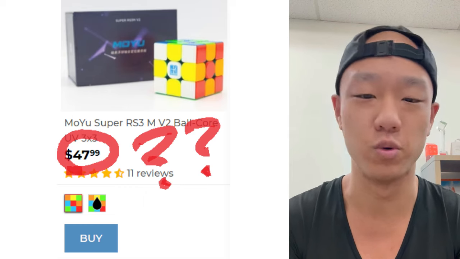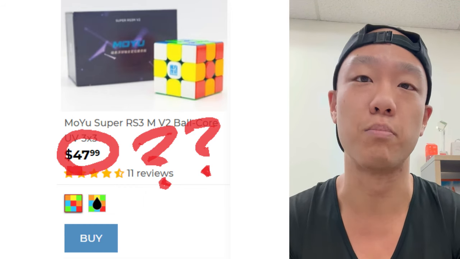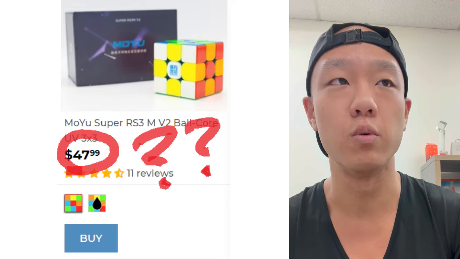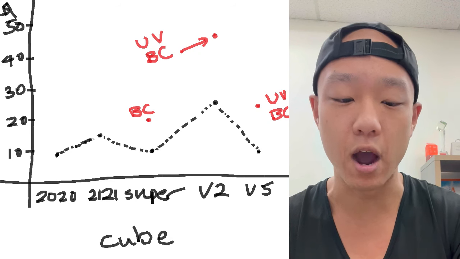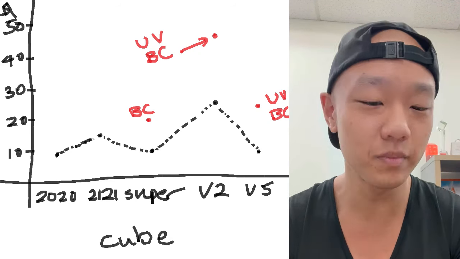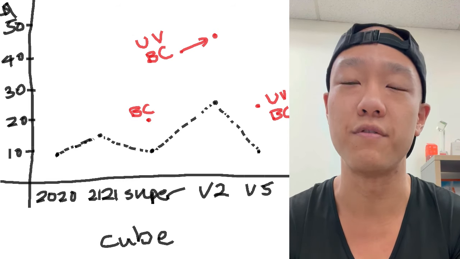I think the Super V2 was not a successful cube. Not a bad cube, but just the pricing was really odd, and there was nothing to explain why it was that price. And now they've released this cube, which is pretty much the same exact tech, it just makes me wonder even more, how did you decide to price a cube at $50?